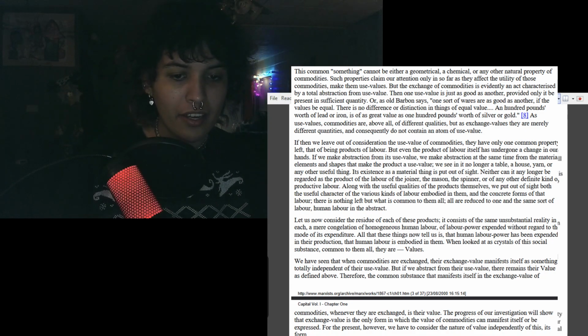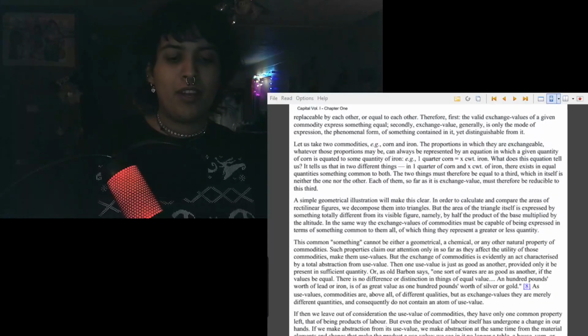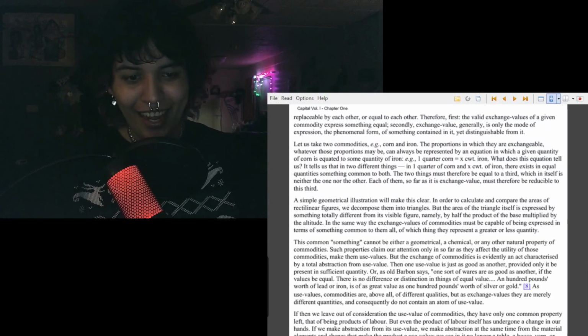Neither can it any longer be regarded as the product of the labor of the joiner, the mason, the spinner, or any other defined type of productive labor. Along with the useful qualities of the products themselves, we put out of sight both the character of the various kinds of labor embodied in them and the concrete forms of that labor. There is nothing left but what is common to them all. All are reduced to one and the same sort of labor. Human labor is abstract.